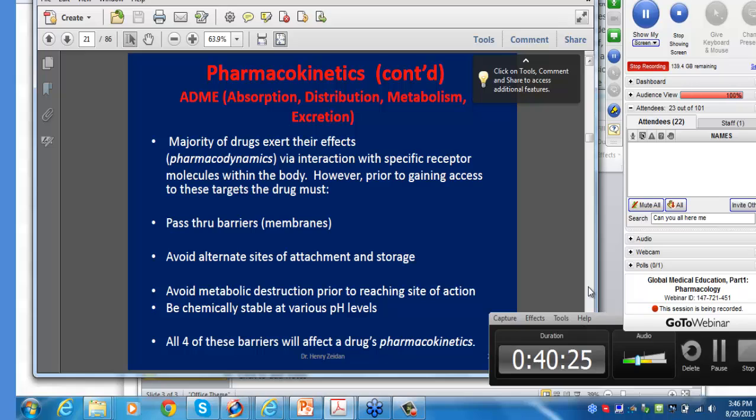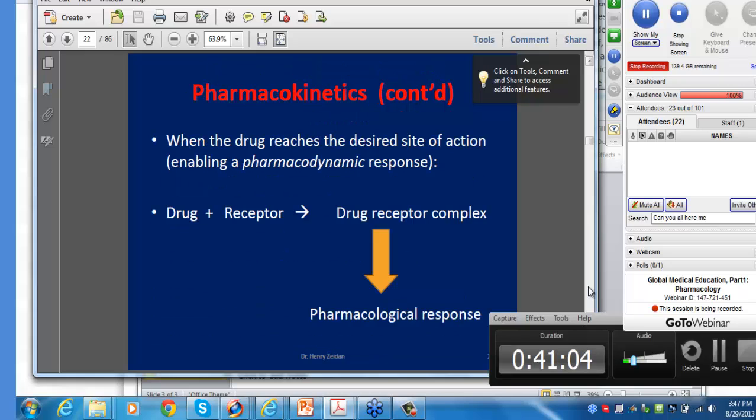Avoid alternate sites of attachment and storage. You have to keep in mind that serum albumin is a key carrier. Avoid metabolic destruction prior to reaching the site of action. Yes, certain drugs are subject to being destroyed chemically or enzymatically, so they have to be chemically stable at various pH levels. All four of these barriers will affect drug pharmacokinetics.